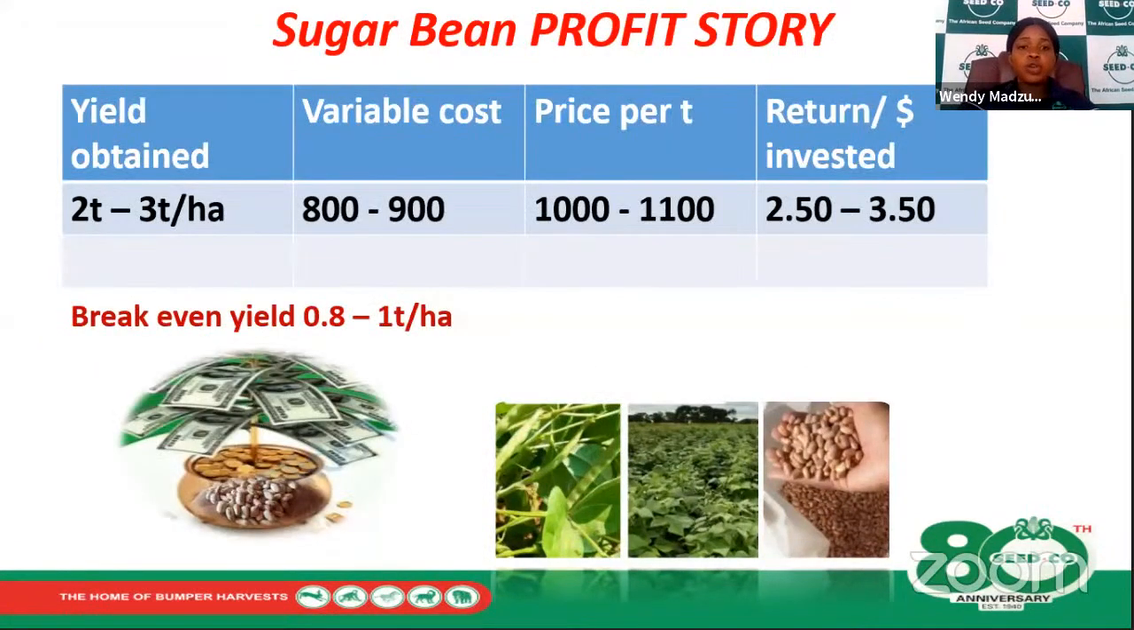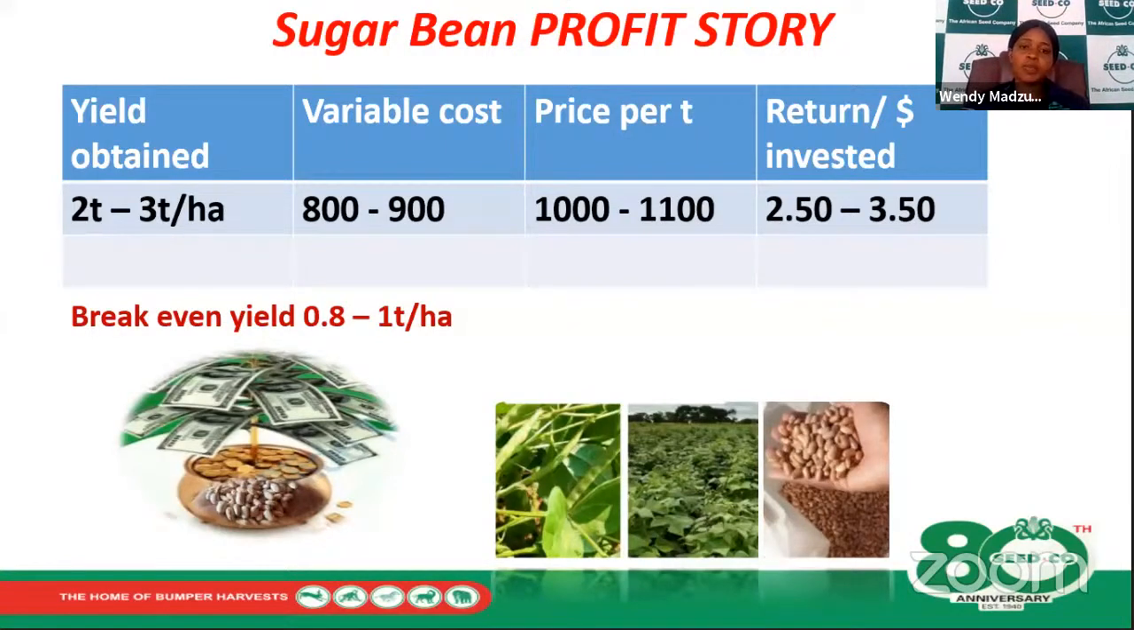So the profit story of sugar bean. For any cropping venture to be profitable, you need to push your yield levels as high as possible. This is because if you push your levels of yield high and maintain the same variable cost, plus or minus, and manage to obtain a high price on the market, this will increase your return per dollar invested, which is the end game. This is the profit.